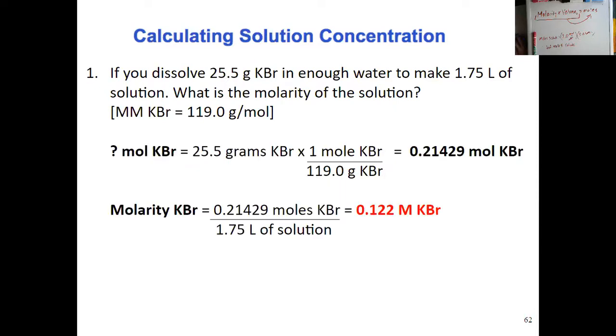And now we can talk through it. We're going to take the 25.5 grams of KBr, and then use the molar mass of KBr, which we would get from the periodic table if it was not given in the problem. Then we can calculate the mole value for KBr here. Once we have the moles of KBr that are present, now we can set up a molarity calculation. Molarity is going to be moles of KBr divided by liters of solution, and that is 0.122 molar KBr.